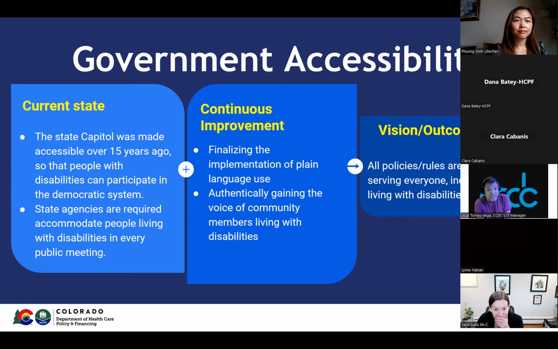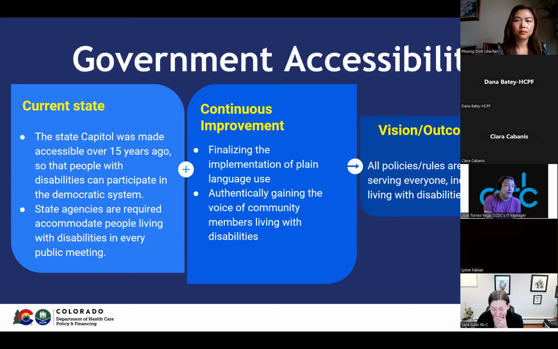Finalizing, so for continuous improvement, finalizing the implementation of plain language use. So we are almost there, but we're not quite there. We need to keep at it. Right now, for example, there are many task forces that HICPO is leading or helping us lead, or we're helping them lead, more like, and yet some of the rules that are being presented and some of the data that's being presented is not yet quite there in plain language for everybody to understand.